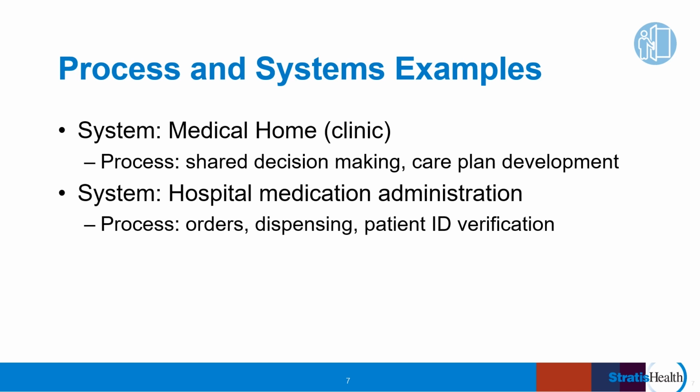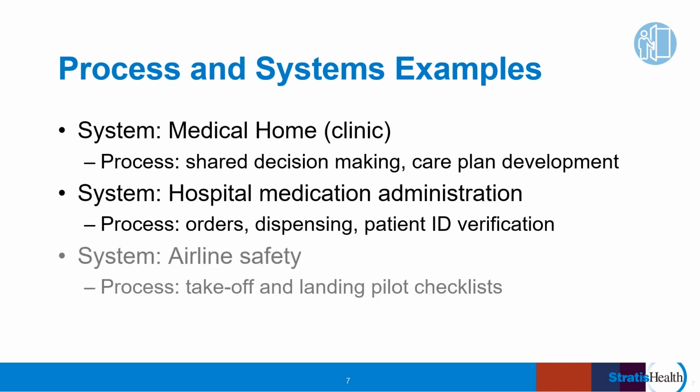There are a number of processes involved, such as ordering methods, checks for allergies and contraindications, dispensing mechanisms, and patient identity verification. These processes are in place for the medication to be ordered, filled, and administered correctly to the patient. Airlines, for example, have done a lot of work on systems and processes to achieve increasing levels of safety. Within overall safety systems, an example of specific processes are checklists that pilots use for takeoff and landing.